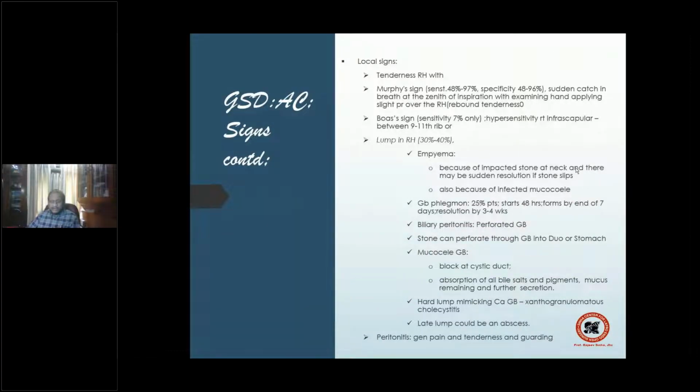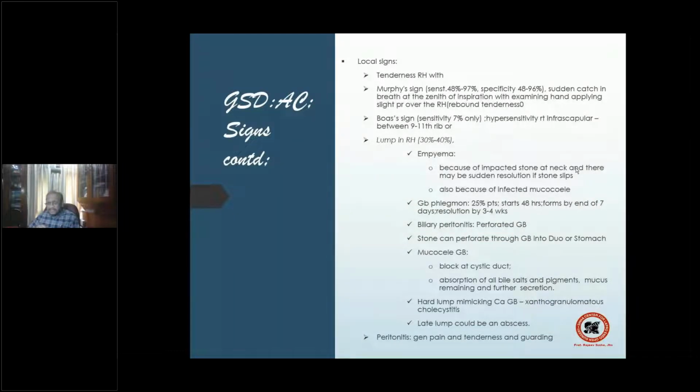You can have a phlegmon in 25%, and if you have a phlegmon, remember it will start 48 hours after the onset and forms by the end of the seventh day. That means at the end of the first week, you have a definite lump. I wouldn't say a very clearly demarcated one, it's a definite lump. You can feel there's a lump there, and resolution usually takes about 3 to 4 weeks.